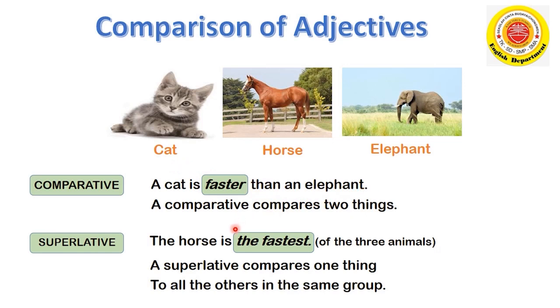Now, let's compare the horse with the other two animals. We say the horse is the fastest. Means the horse is the fastest of three animals. Fastest is a superlative. A superlative compares one thing to all the others in the same group.